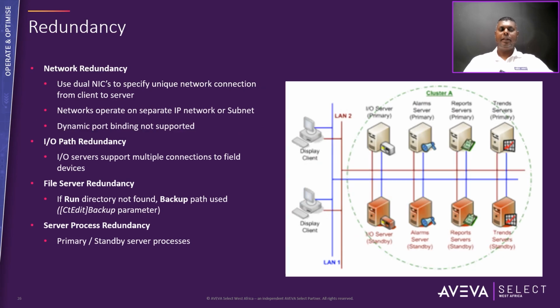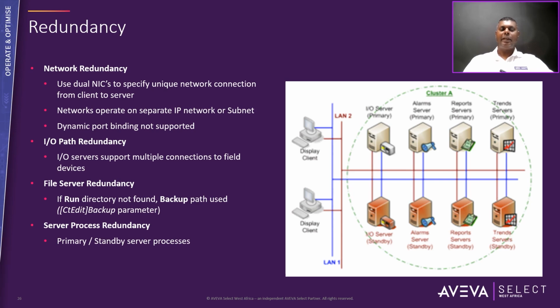Plant SCADA redundancy. Here we take a look at network redundancy. You can use the dual NIC, or network interface card, capabilities of each client or server, enabling you to specify a complete and unique network connection from a client to a server. Each of the system components in the cluster are connected to two networks, LAN 1 and LAN 2. This is achieved by using the dual endpoints for each server.